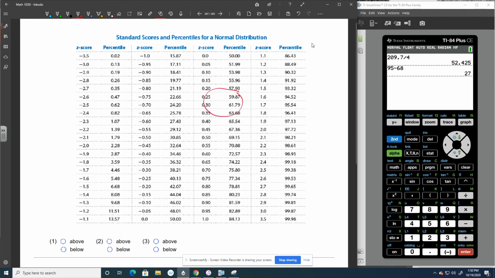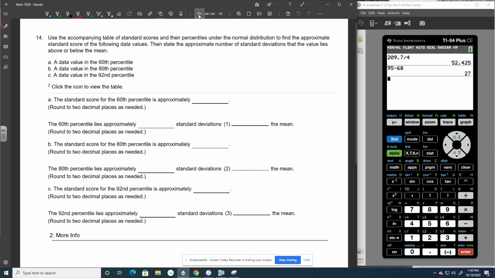Now, 59.87 is 0.13 away from 60, and 61.79 is 1.79 away. So I'm going to go with the 59.87 because it is the closest to the 60th percentile. Okay, it's really close to the 60th percentile. And my z-score is 0.25. So I would say that the standard score for the 60th percentile is approximately 0.25.